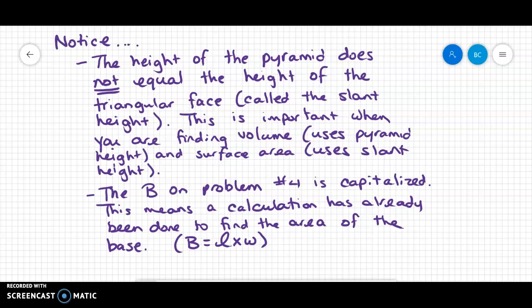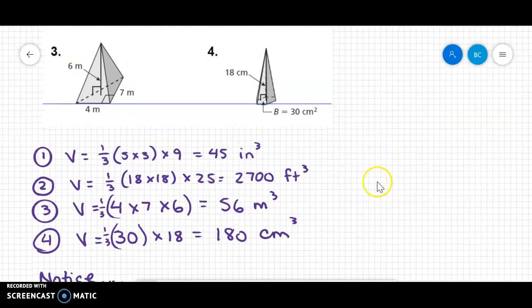And then the second thing to notice is that on problem number 4, the B is capitalized. So right here, this B is capitalized. And what that means is that that B is the area of the base. So a capital letter is used when they've already done a calculation. And so they have done the calculation to find the area of that base.